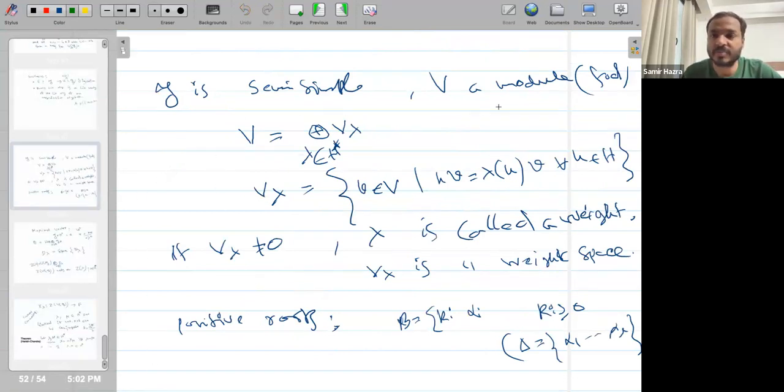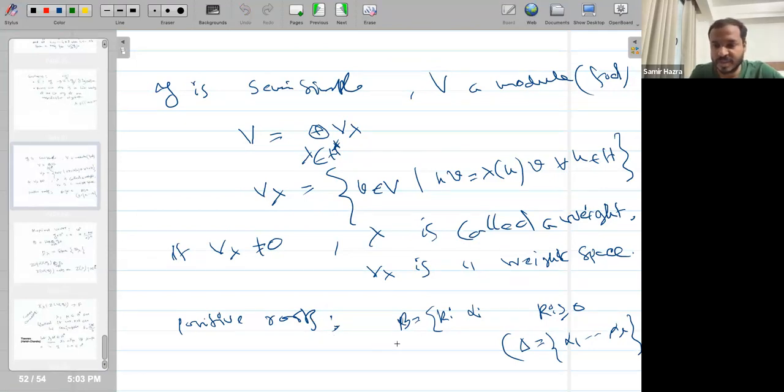So if G is semisimple and V is a module over G, then V is a direct sum of V_lambdas, where V_lambda is defined as the set of v belonging to V such that h v equals lambda(h) v for all h in H. So basically, v is a simultaneous eigenvector for H. V_lambda can be zero as well, but if it is non-zero, then lambda is called a weight for V, the space V_lambda is called the weight space, and lambda is called the weight.